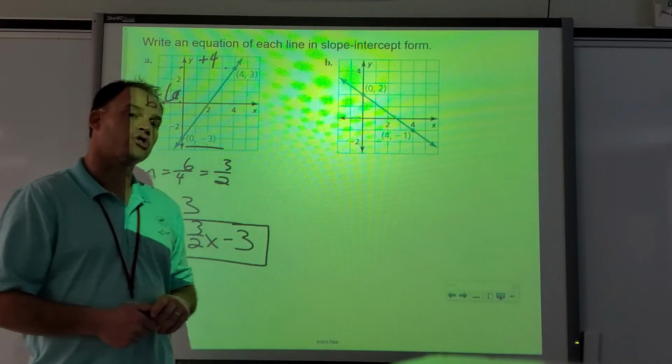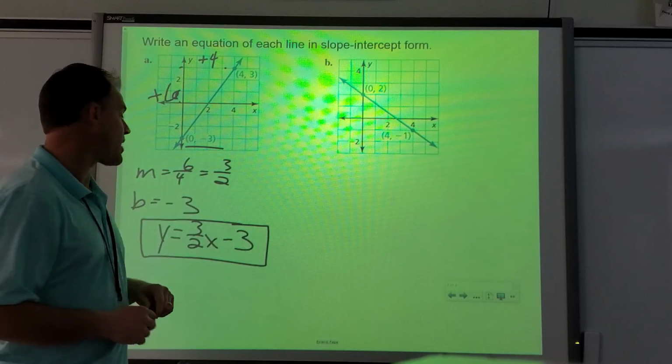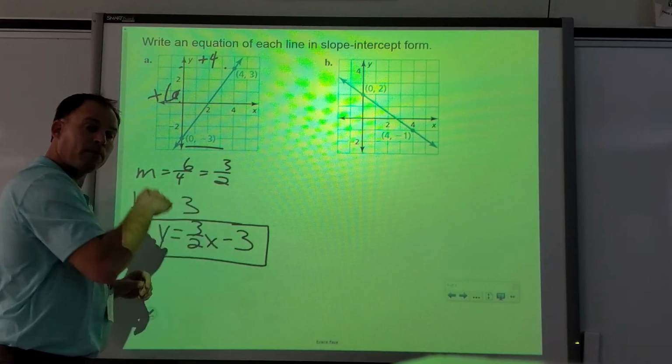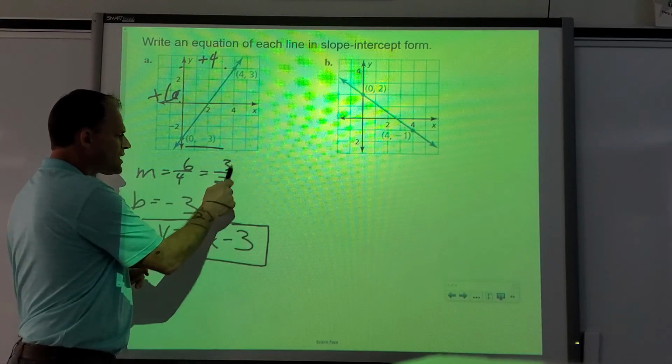a couple of things about your slope. Don't ever write your slope as a decimal. We want to keep it as a fraction. If it's improper, keep it improper. Okay, don't tell me 1 1/2, but you do want to simplify.